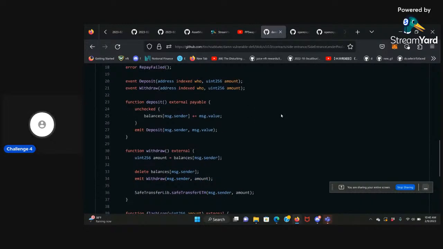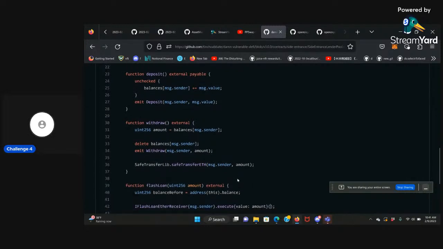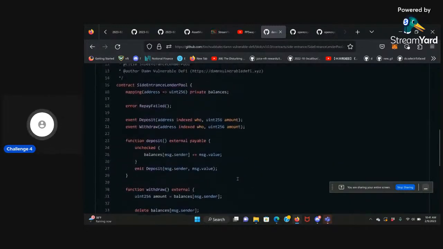And there are also two other functions, deposit and withdraw. Deposit allows the customer to deposit money over here and then increases the balance. Withdraw does the opposite: take the whole balance, delete it, meaning reset it to 0, and transfer all the Ethereum back to the sender. Okay. A few things you might notice.